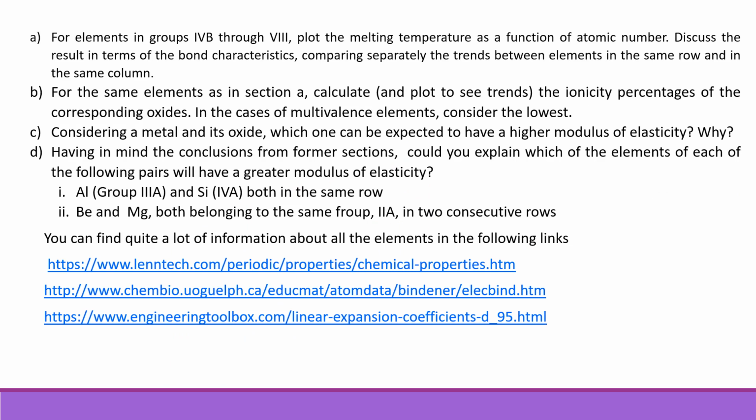And now I leave an exercise for you. For the elements in this group we have been analyzing, plot the melting temperature. It's done for the same elements. Calculate and see the trends of the ionicity percentages of the corresponding oxides. What happens with the multivalence elements? In which case would you expect a higher modulus of elasticity? What is the modulus of elasticity and why? Some conclusions, and here you have a lot of information. Now it's your time.